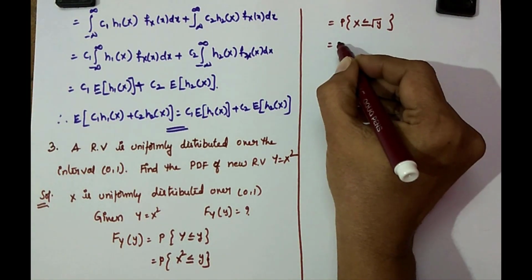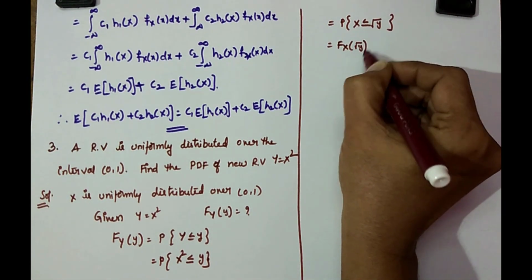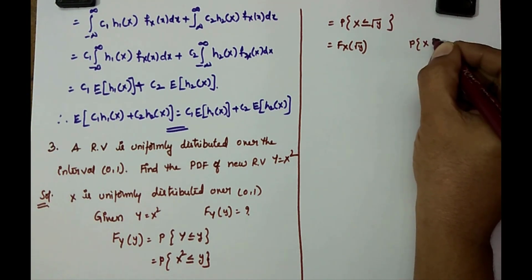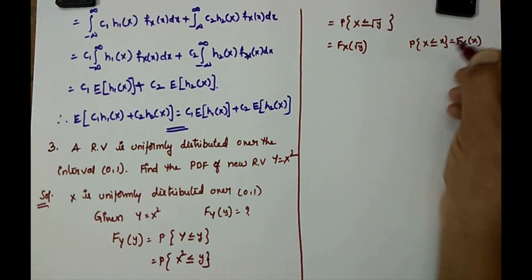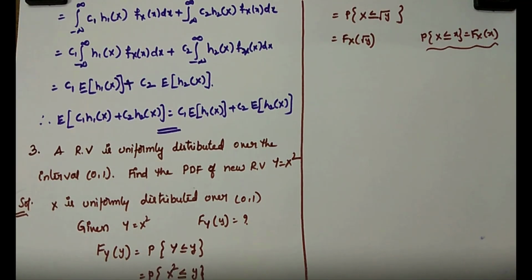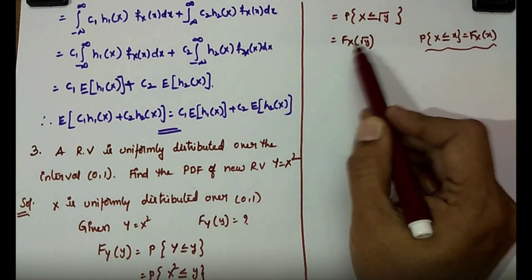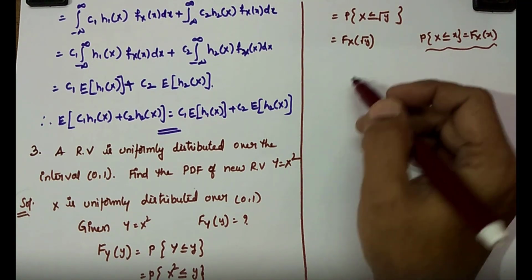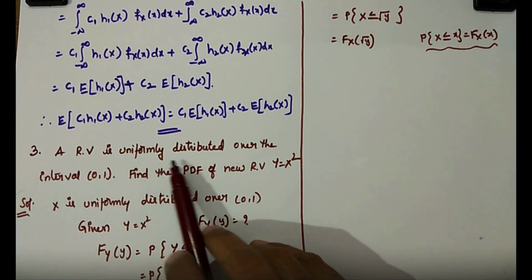So now you can write it as fx of root y. What is the reason? Actually, what is p of x less than or equal to x? It is fx of x. This is the definition of probability distribution function. So fx of root y is nothing but your fy of y. Okay. So now how to find fx of root y? So see the given problem.